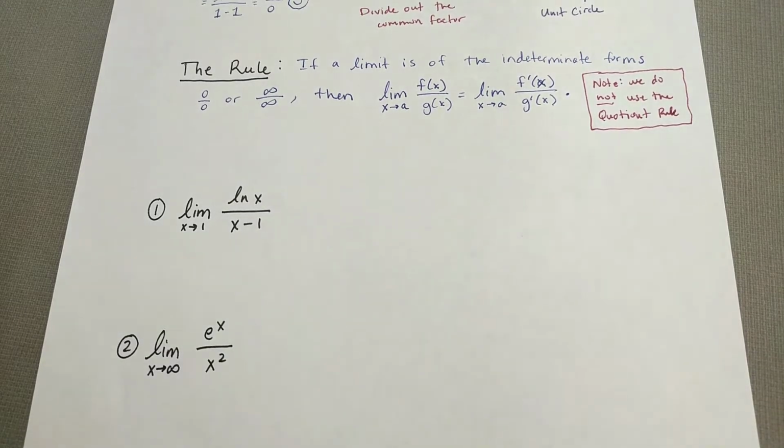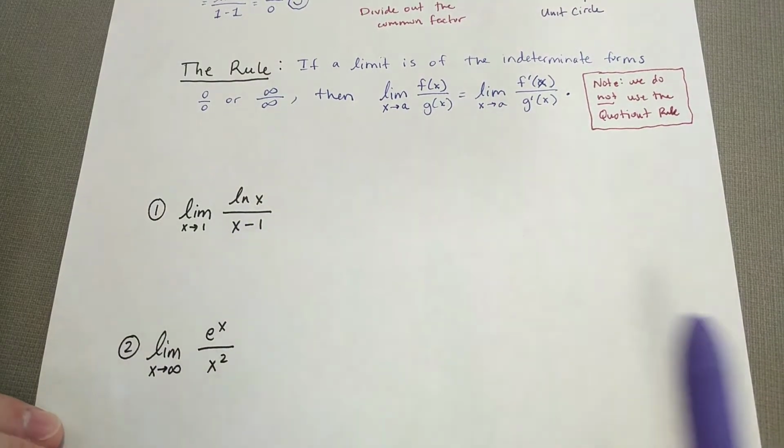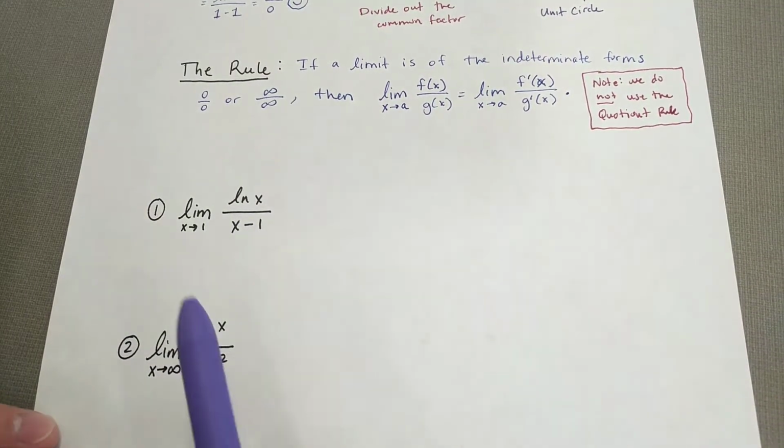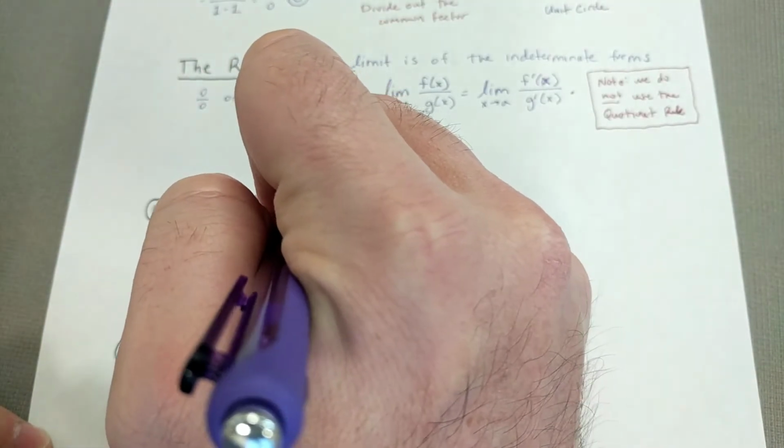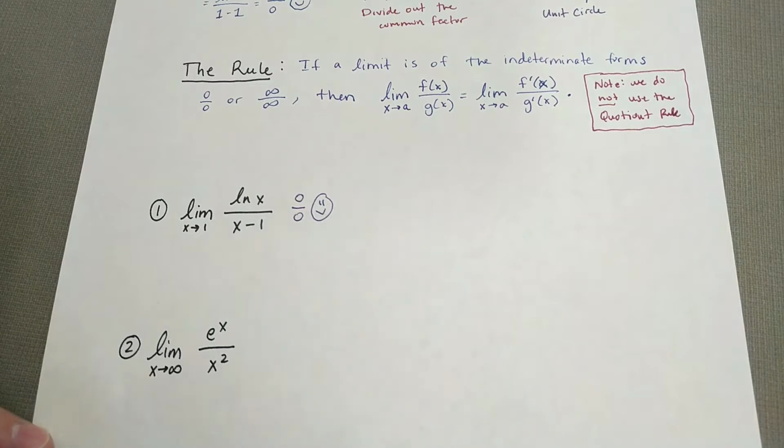So let's look at the one we were trying to evaluate at the very beginning of all of this. What is the limit of natural log of x over x minus 1 as x approaches 1? And so we know that if you just plug in, you get 0 over 0. And so that makes us happy. Yay! So let's see what happens when we do it.